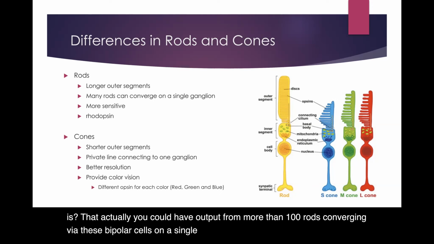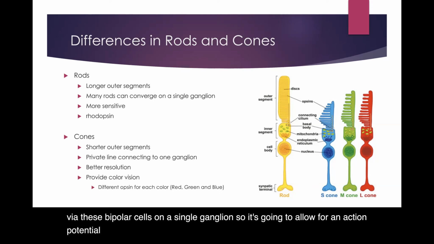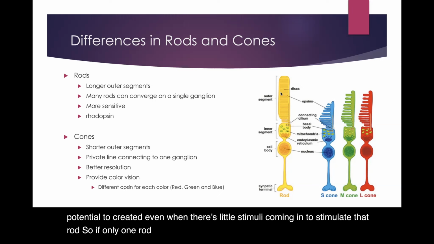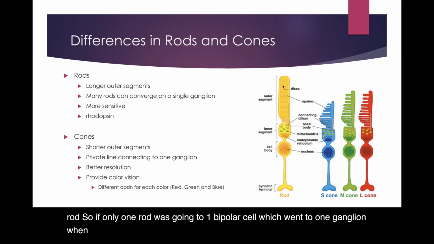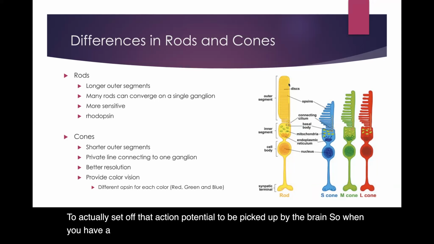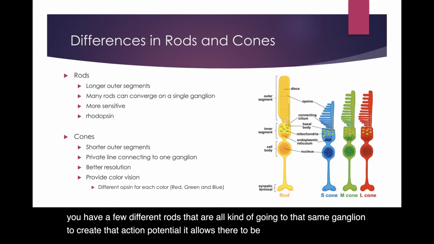So it's going to allow for an action potential to be created even when there's little stimuli coming in to stimulate that rod. If only one rod was going to one bipolar cell, which went to one ganglion, when you only had a little bit of light come in, it wouldn't be enough to set off that action potential to be picked up by the brain. So when you have a few different rods all going to that same ganglion to create that action potential, it allows there to be a readable stimulus that can be picked up by the brain.